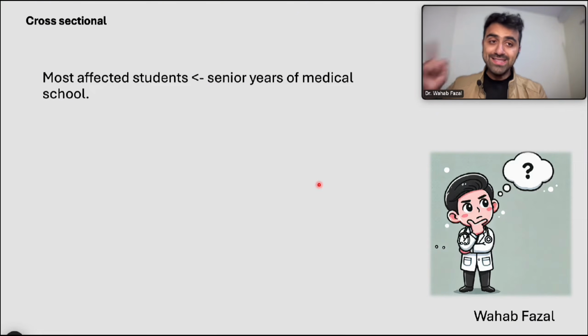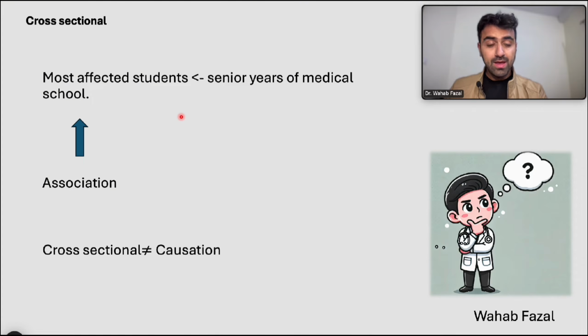So, something else that a cross-sectional study is not good at, let's figure that out here. Mercurius is thinking that most affected students are from the senior years of medical school. Right. Is that an association? How is that not a causation? Cross-sectional studies are not good at establishing causation. Why is that? Well, the causative criteria are very strict. We will talk about that in a future video.